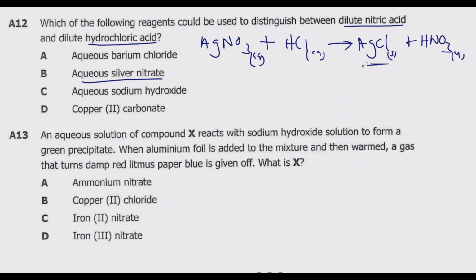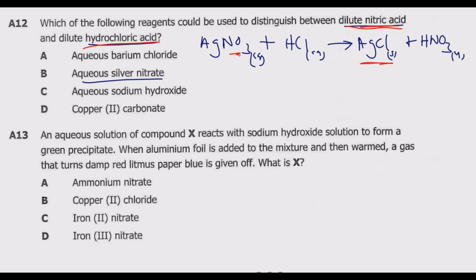So it's this one that we are going to use to distinguish nitric acid and hydrochloric acid, because when you add nitric acid to silver nitrate, the reaction will not happen, because these anions are the same. So that's the first method that you are going to use.